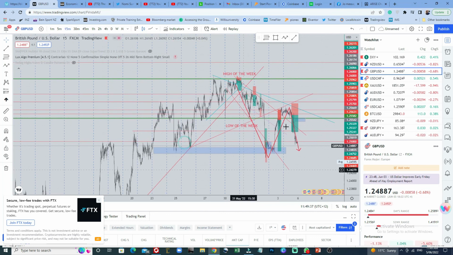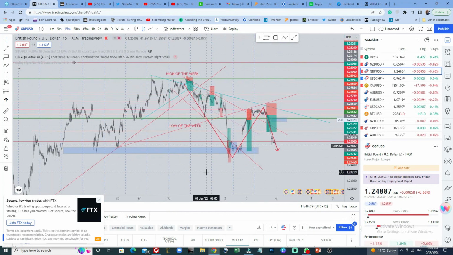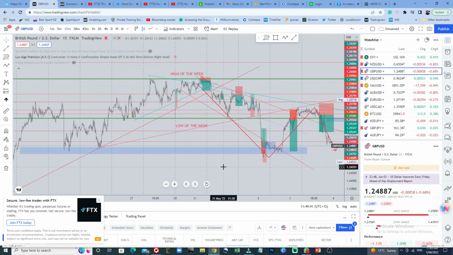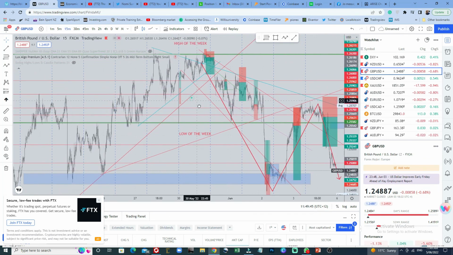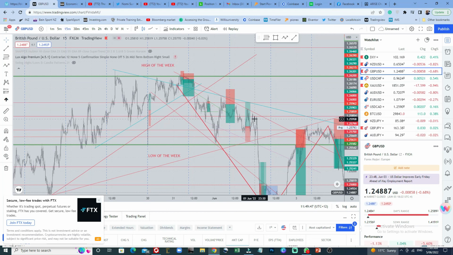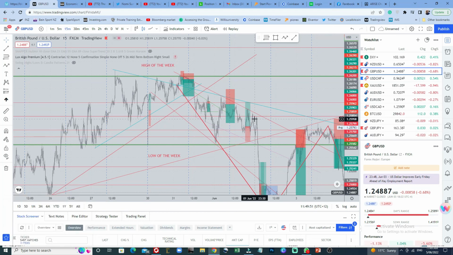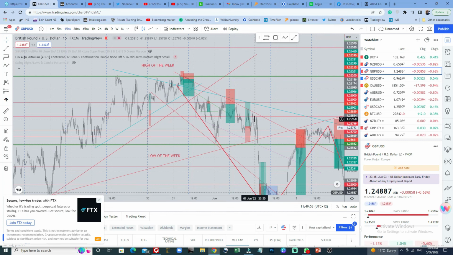I would have cleaned the whole of this, but I don't want to do that because I want to explain to you what I did in the previous week, and that gave me good pips. So what I'm trying to say overall is that I have two strategies. You can use the break and retest to trade, but break and retest is good, but this multi-time frame analysis gives me more accurate entries.